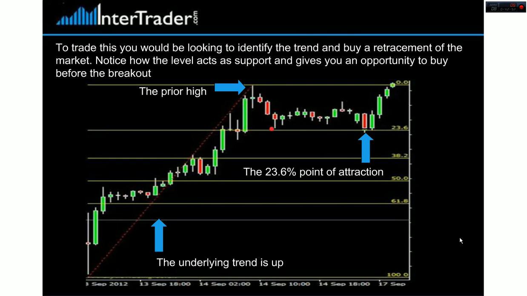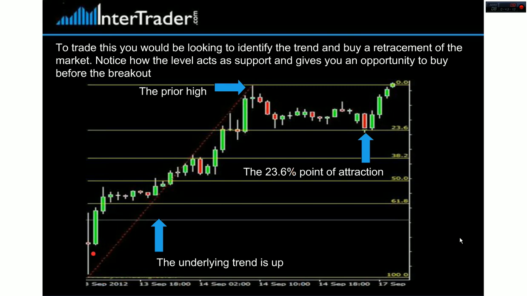So what happens is, as I said, support becomes resistance. Resistance becomes support. So as the market runs out of momentum on the downside, we just range. We range along this 23.6. So where's the breakout point going to be? Well, back to this prior high.